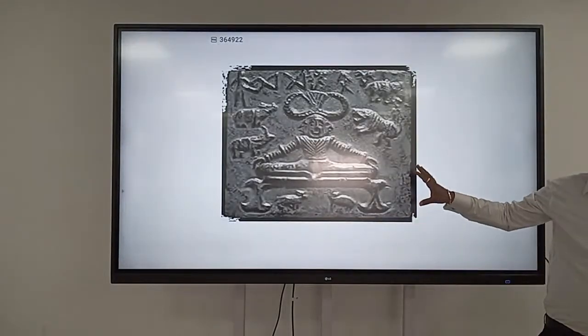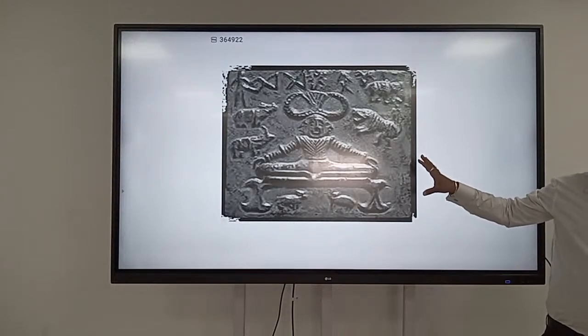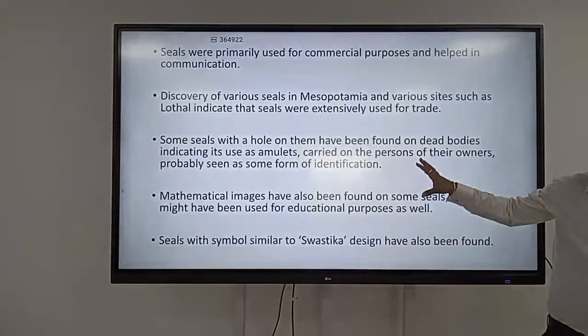See, this is an example of Harappan seals. Small seals are there like this.